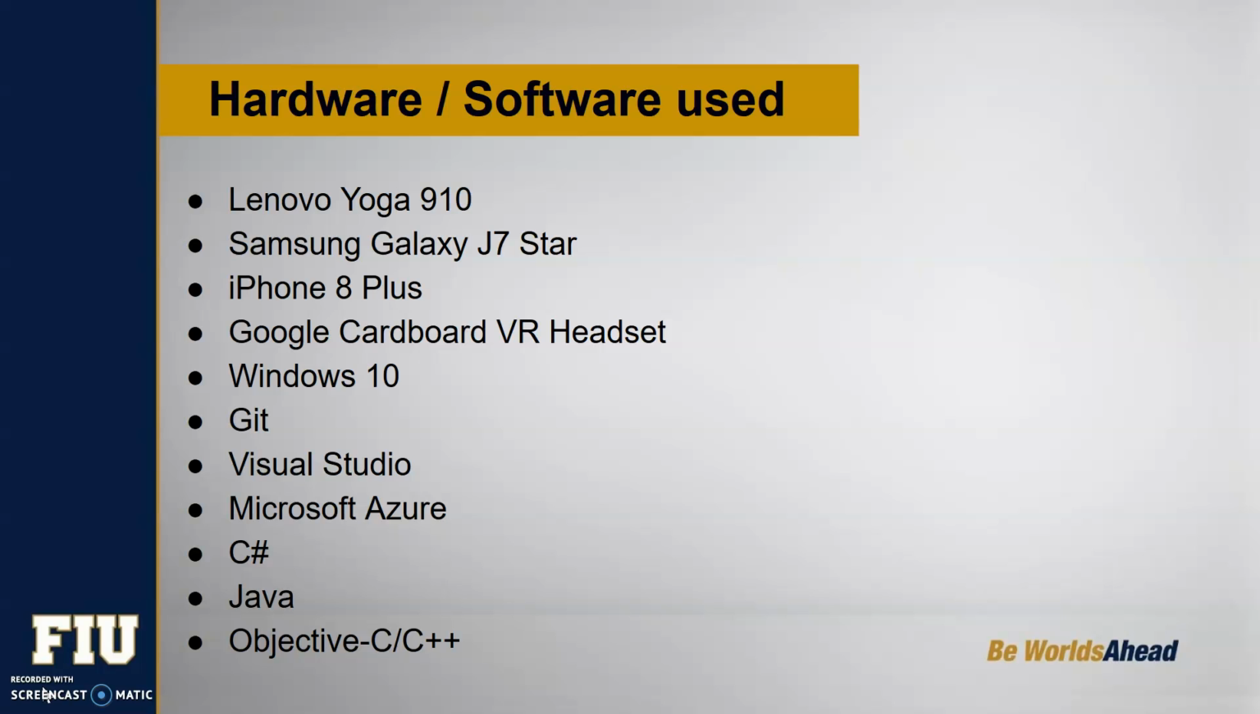So, hardware and software used. We use the iPhone. We use a Lenovo Yoga 910, which is a Windows 10 computer, Windows 10, and a Google Cardboard VR headset. We use a Samsung Galaxy J7 Star. That was our main testing device for Android. We use Visual Studio to develop the code, in C#, Java, Objective-C, C++, and Microsoft Azure to manage our code.